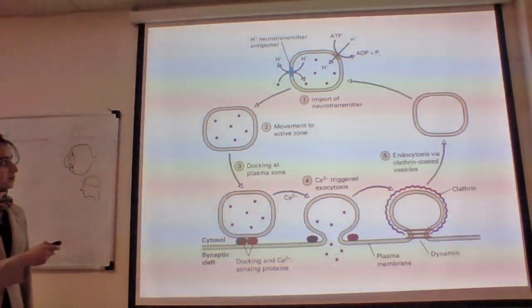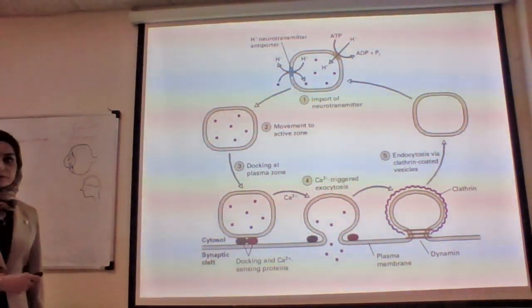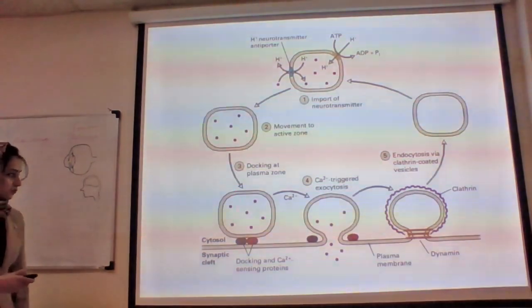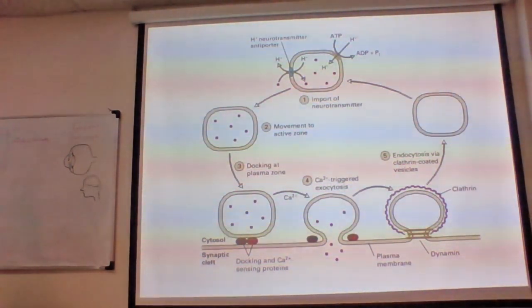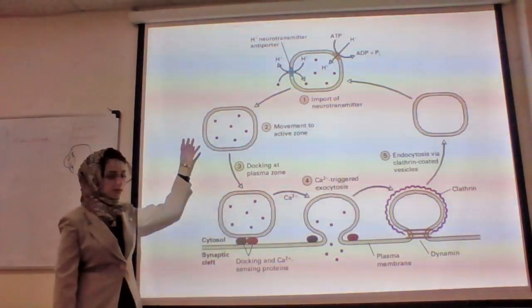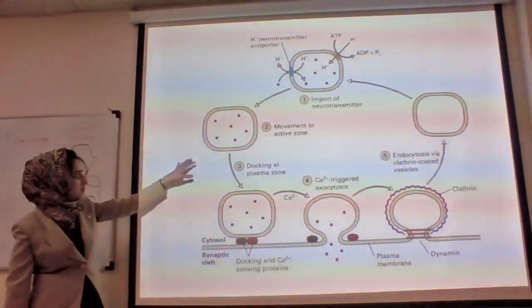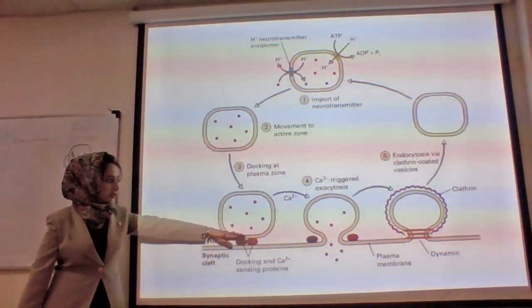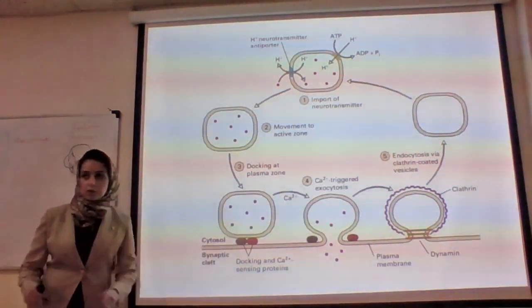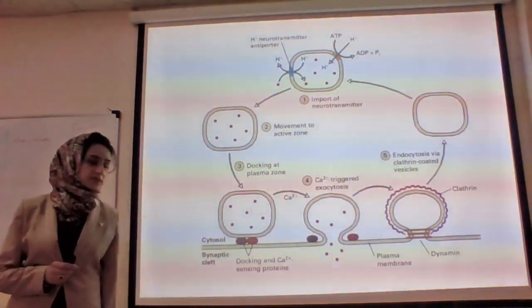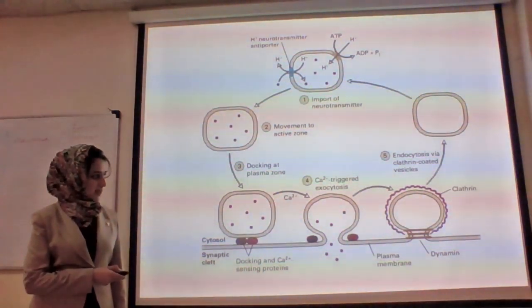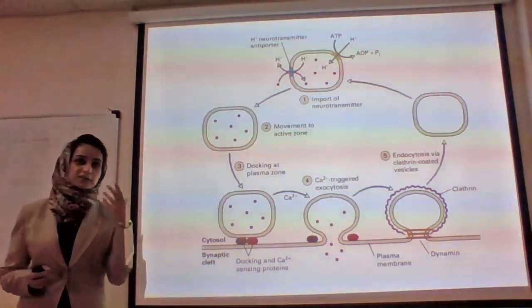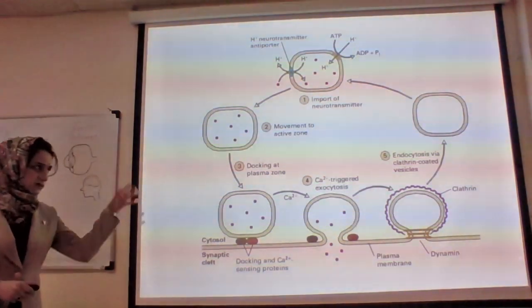After that, the vesicle moves to the active zone. At the active zone, there are some docking and calcium-sensing proteins. We have proteins that sense this large amount of calcium present in the terminal. So it will cause what? The vesicle binds, and this will cause exocytosis, or release of the acetylcholine. At the same time, the vesicle goes back by endocytosis. So this is the process of release.